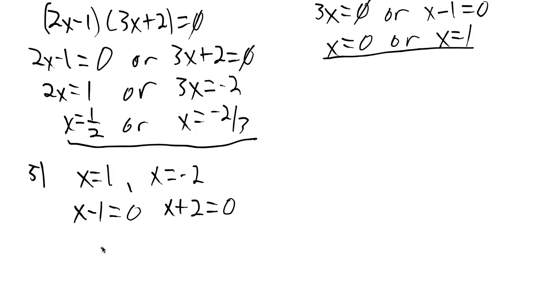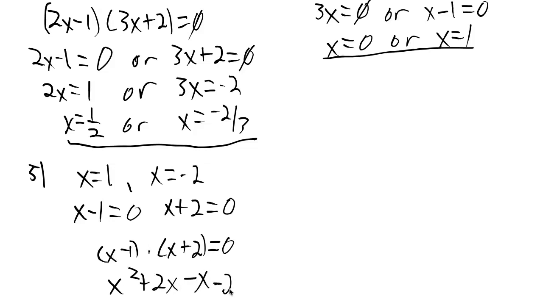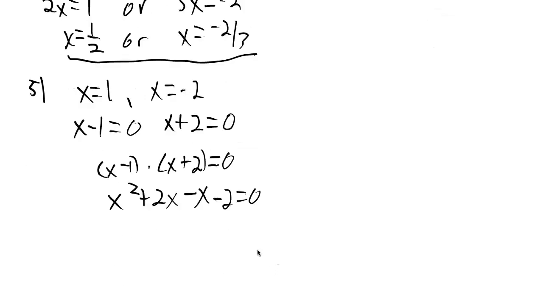Why were these equal to 0? Well, because the multiplication of the two of them was equal to 0. And now all we have to do is FOIL these back out. So we get x squared plus 2x minus x minus 2 is equal to 0. Or if we simplify that, this becomes x squared plus x minus 2 is equal to 0.